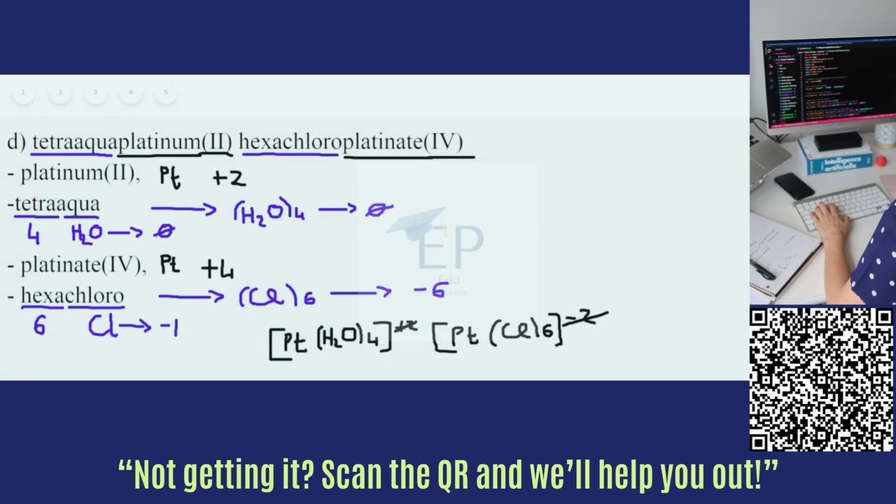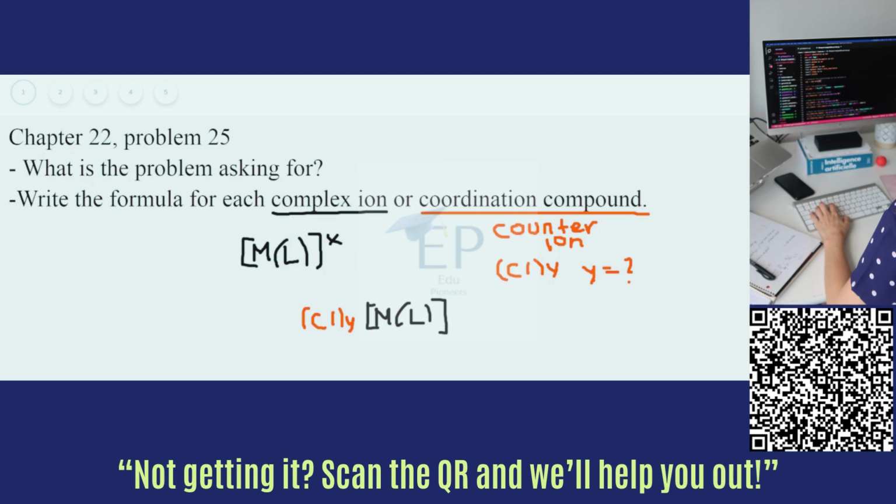Okay guys, we are solving problem 25 of chapter 22. First of all, let's see what the problem is asking for. We have to write the formula for each complex ion or coordination compound.